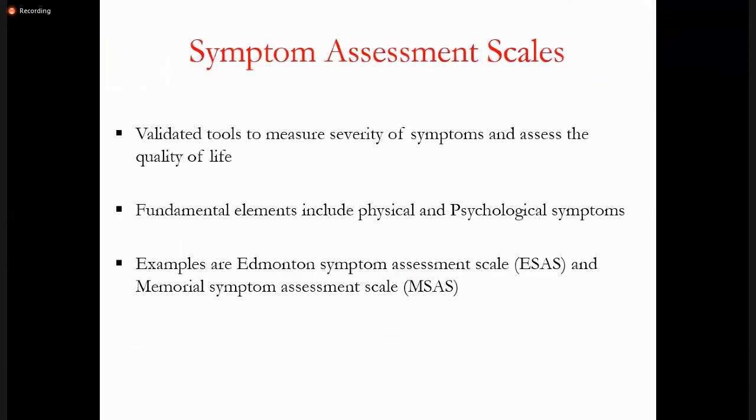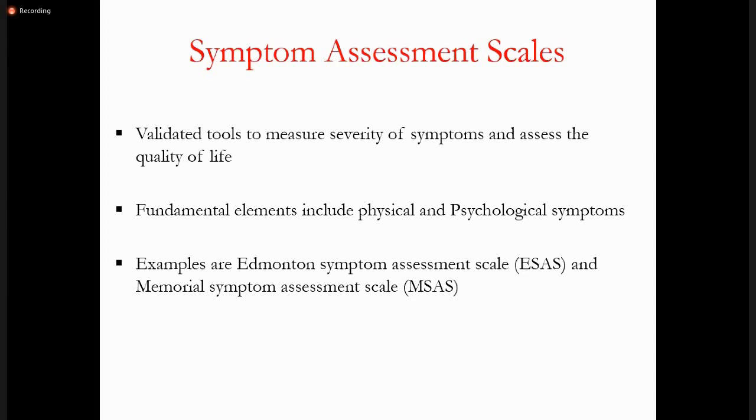Then there are different scales or tools to measure these symptoms so that you can assess the quality of life. I will not be going into the details of all those scales or tools, but will give you an overview. The symptom assessment scales are basically validated tools to measure the severity of symptoms and to assess the patient's quality of life. Different tools focus on different aspects, but the fundamental elements include physical and psychological symptoms.